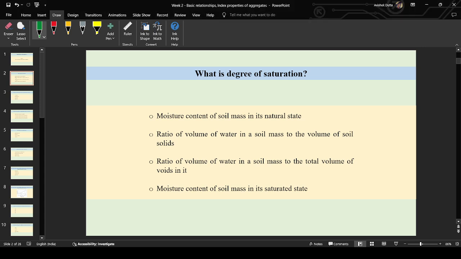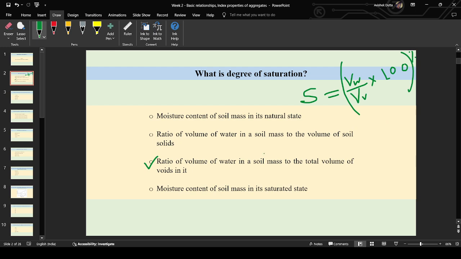Someone is saying option 4, moisture content of soil mass in its saturated state. It is not the correct answer. Option 3 is the correct answer: ratio of volume of water in a soil mass to total volume of voids in it. That is, degree of saturation S will be defined as volume of water divided by total volume of voids. How much of the void volume is filled up with water? That is the degree of saturation, in percentage.